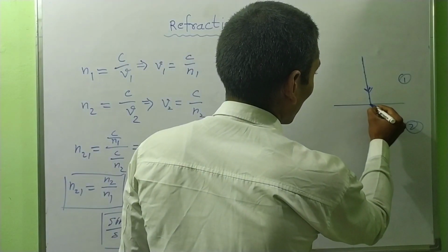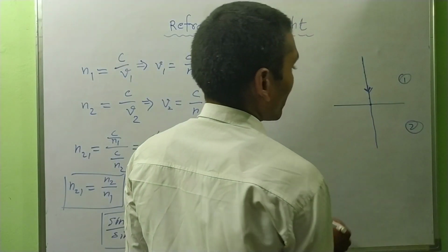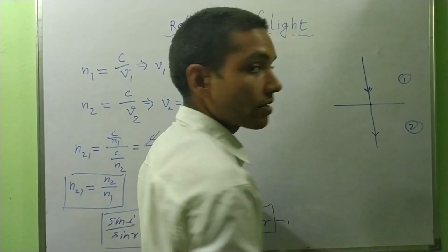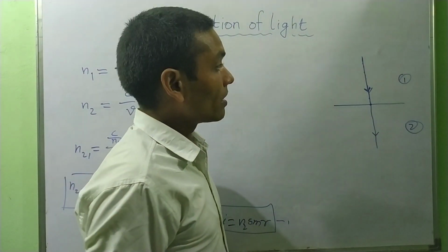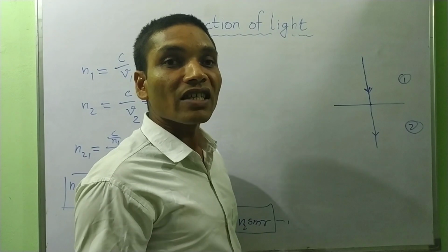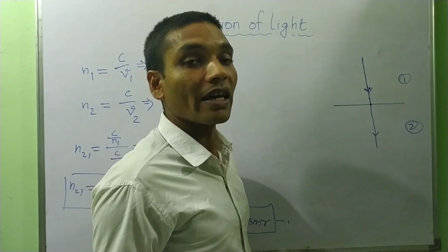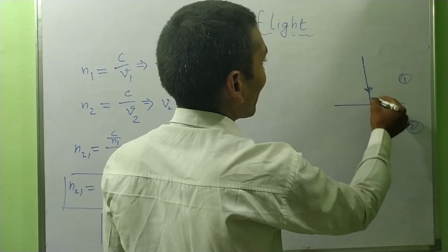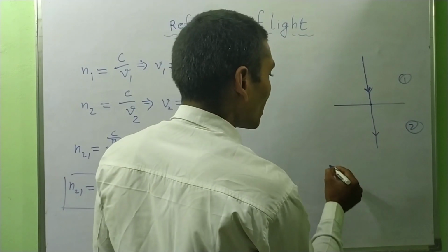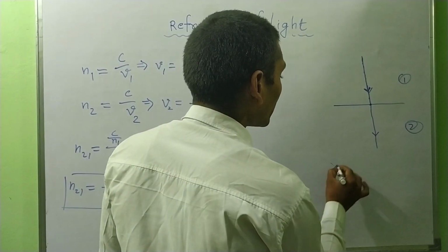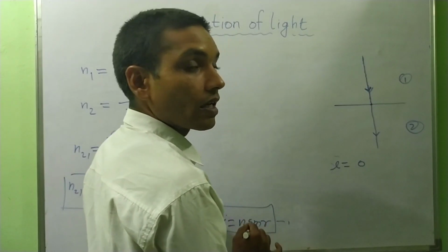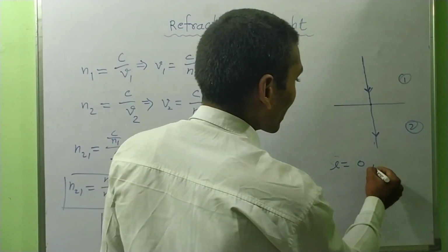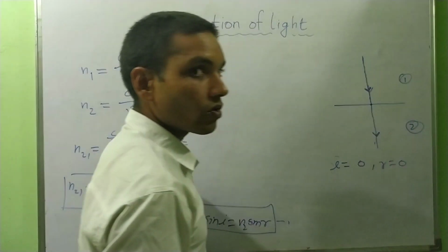Then we extend the normal, and the refracted ray will not bend. The refracted ray will not change its path or direction. In this diagram, the normal is this and the incident ray is also this, so the angle between them is i equal to 0. The refracted ray is this and the normal is also this, so the angle of refraction r equals 0.